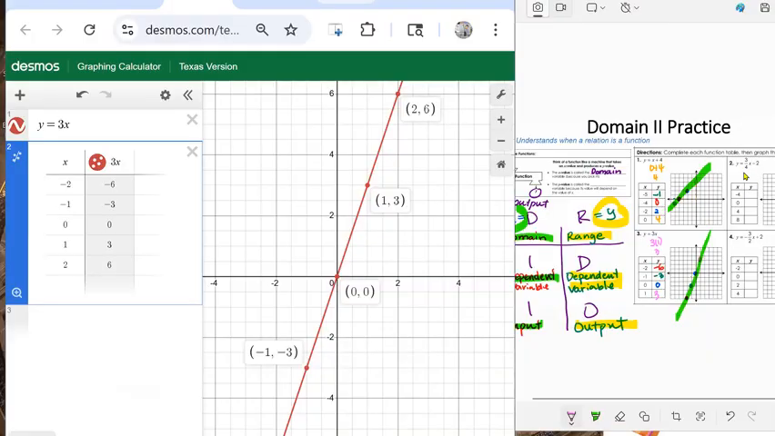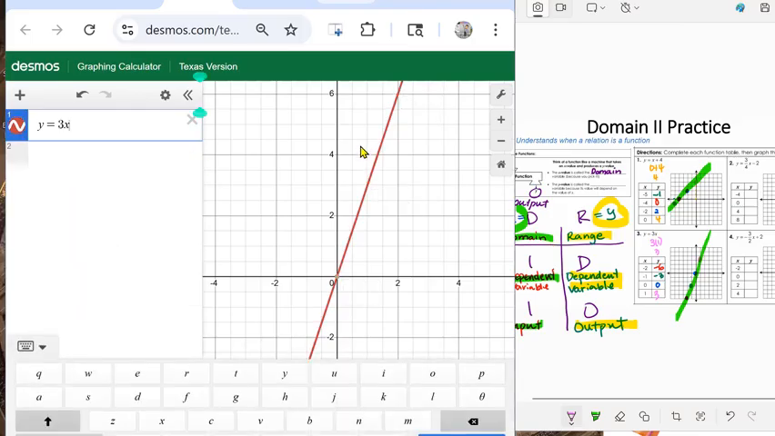We have two more questions here, number 2 and number 4, okay? Again, on the test, you can just type this in the calculator. Let's try number 2.